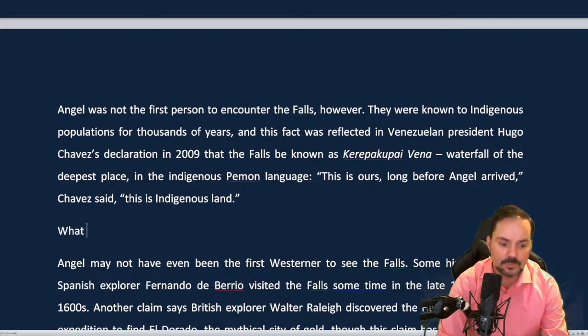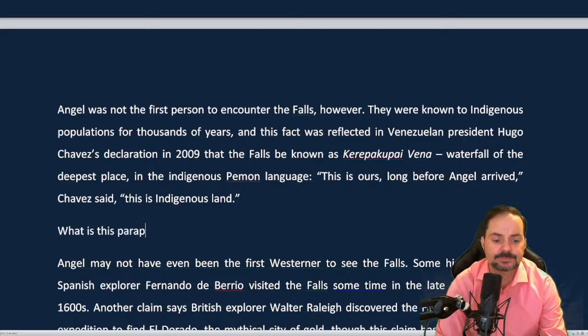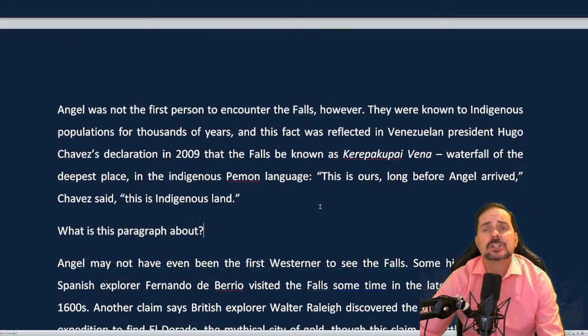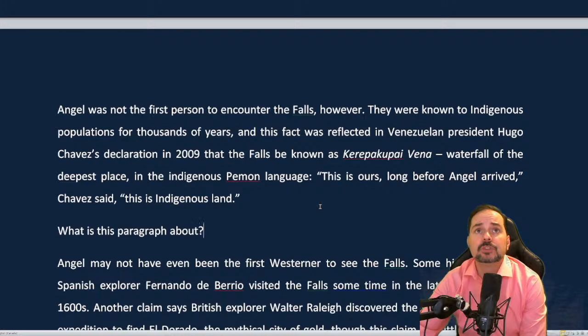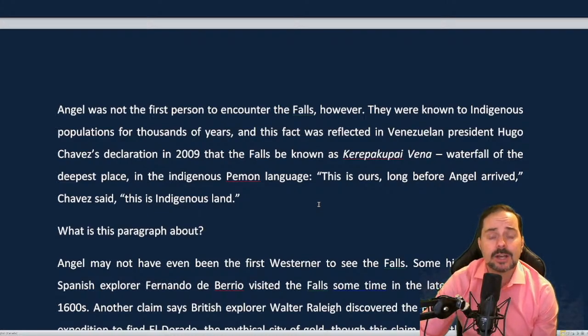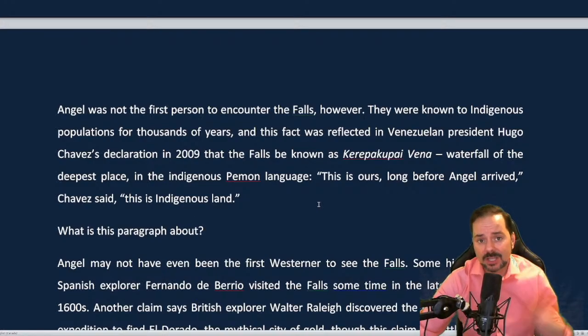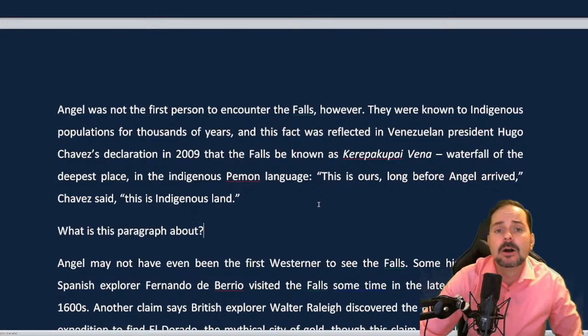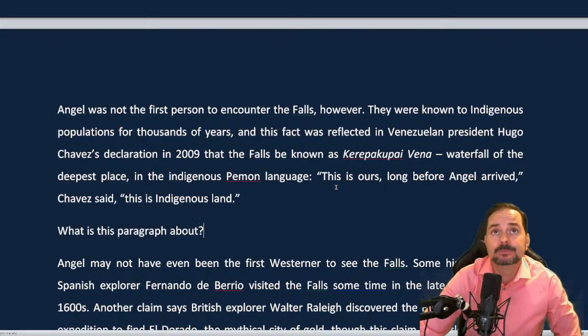Again, what is this paragraph about? When you're practicing at home, you should always stop students to answer this question, okay? So even during the actual exam, during your official exam, you should ask this question in your head and think about the answer when you're reading, okay? That will help you with your answers.